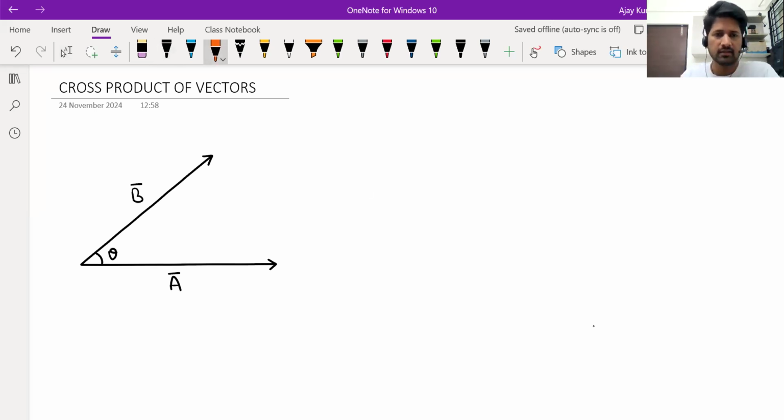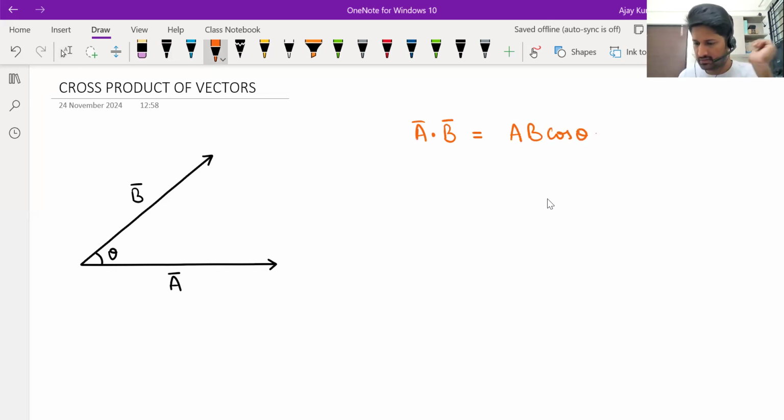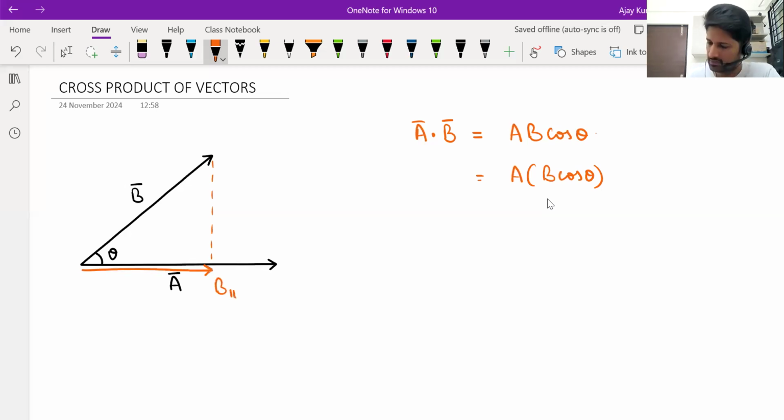Okay. Can one of you remind me the formula for A dot B? When you know the vector magnitudes and the angle between them, how do you express A dot B? AB cos theta, correct. You can write this as A multiplied with B cos theta. See, B cos theta is the scalar component of B in the direction of A. We used to write it as B parallel.